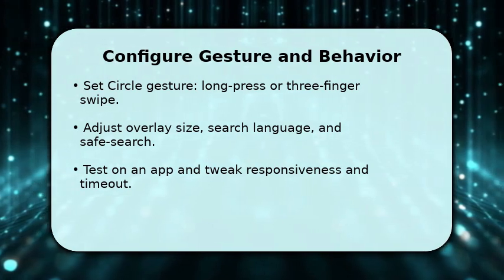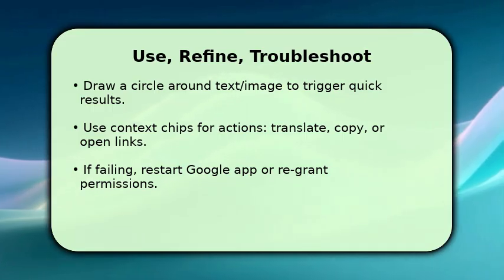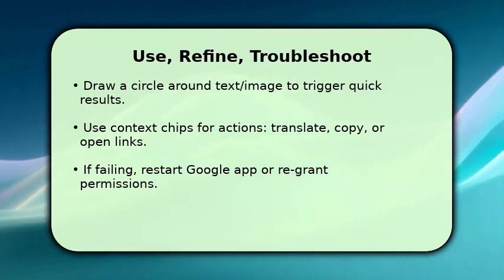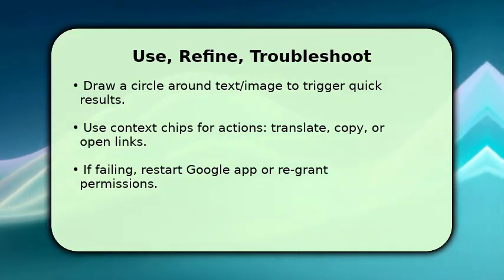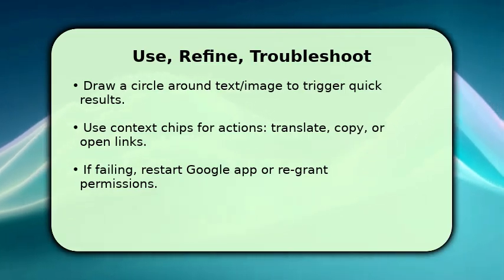To finish, use Circle regularly. Draw a circle around text or an image to trigger instant results and action chips like translate, copy, or open. Make sure you draw confidently. Slow, shaky circles can miss content, so a steady motion improves detection.